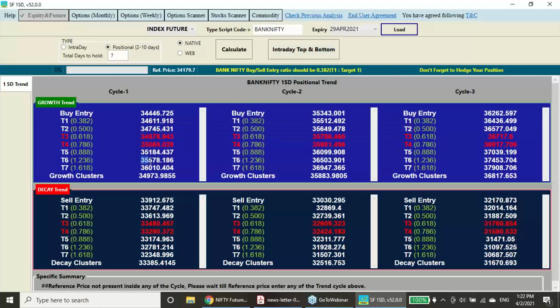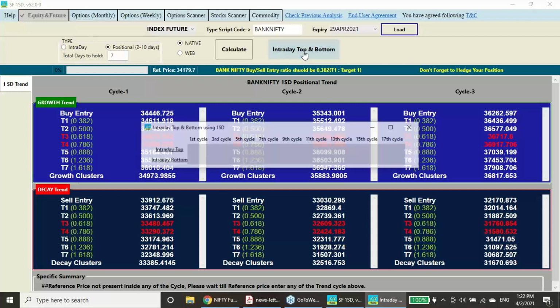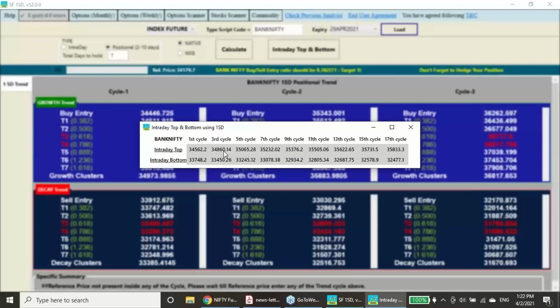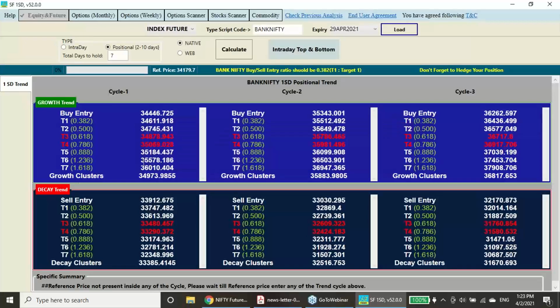So once you cross this 578, hurriedly do not book the profit here. You can use this opportunity to hedge it. However, your next stop is found at 34,860. So though in the first cycle, the last but one target has been achieved, it is not wise to book the profit here.